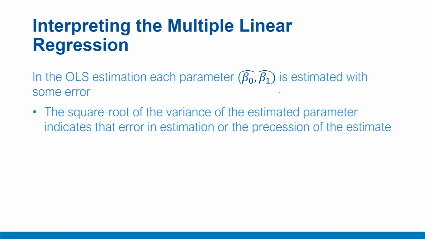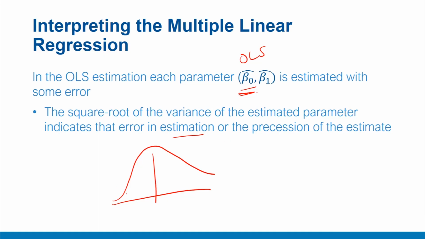Lastly, another very important aspect of this model is the coefficients or estimates of the coefficients. Beta naught hat and beta 1 hat are simply the estimates of the coefficients using OLS estimators. Based on OLS estimators, these estimates are made. These estimates have some variance. So in repeated samples, these estimates have variances, and the square root of the variance of these estimated parameters indicates the error in estimation or standard error of the estimate.